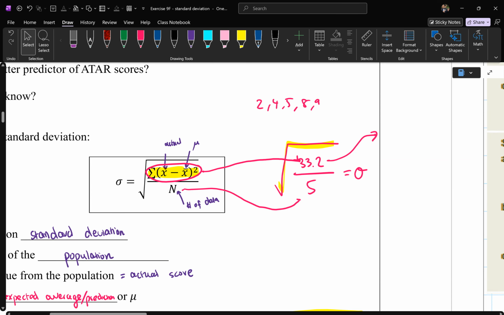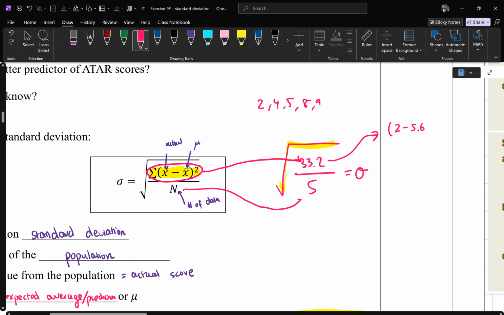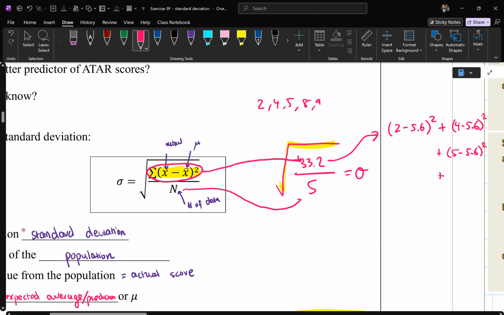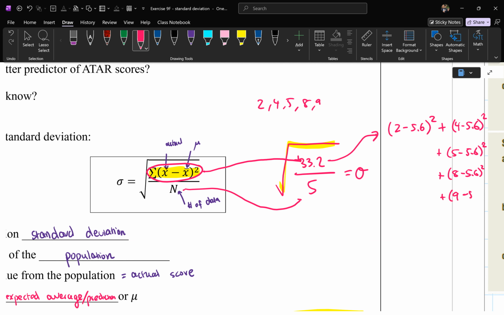33.2 is the result of you doing (2 minus 5.6) squared plus (4 take away 5.6) squared plus (5 take away 5.6) squared plus (8 take away 5.6) squared plus (9 take away 5.6) squared. You see that? That's what this symbol means. So take your actual data. So I got actual data is 2, 4, 5, 8, and 9. What was the mean? We found the mean before was 5.6. So you literally do that for every one of them, sum them all together. That's how you get 33.2.